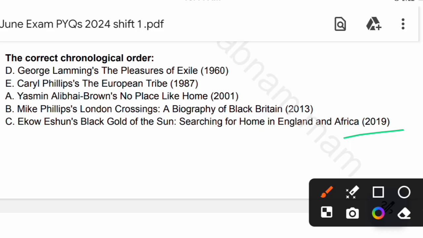You can take a screenshot according to their publication if you want, but do remember this, do not forget: PYQs are very helpful from your exam perspective. So this is the correct chronology. Let's move on to the next question.